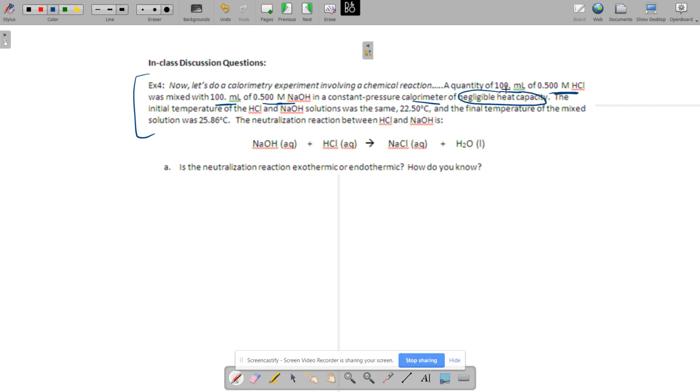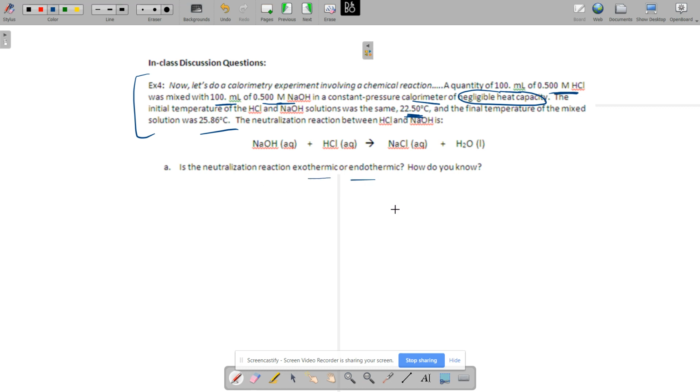We don't care about the heat capacity of the cup. The initial temperature of the two initial solutions was the same, but when they're mixed, it went up to 25.86. Here is the balanced equation. So first question, just from the data provided, is the neutralization reaction exo or endo?